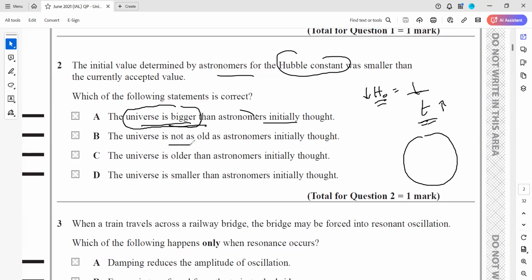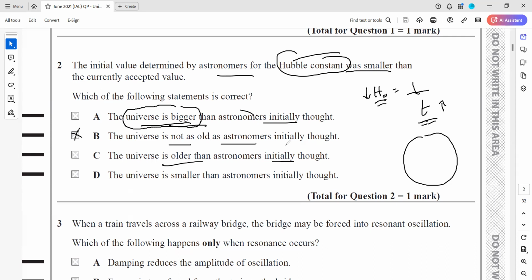So the universe is not as old as the astronomers thought? When they got the smaller value of the Hubble constant, it means they got a longer time. So initially the astronomers thought that the universe is much older than what it actually is. That's why statement B explains why we get the smaller value of the Hubble constant: the universe is older than the astronomers initially thought. So if the universe was older, the time will be longer.